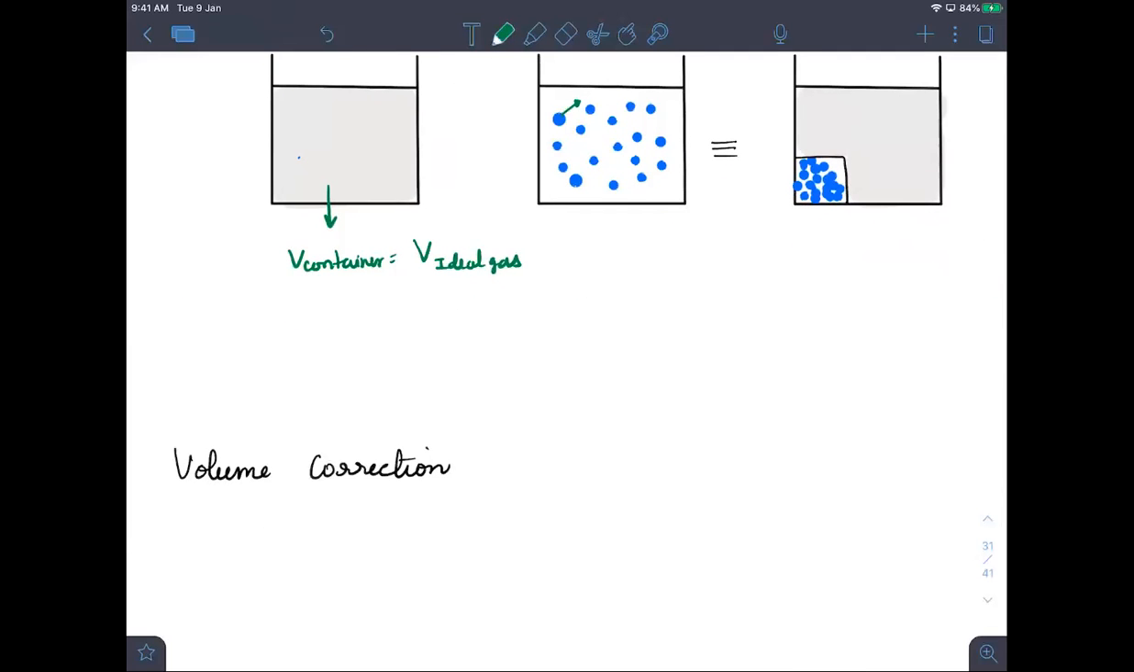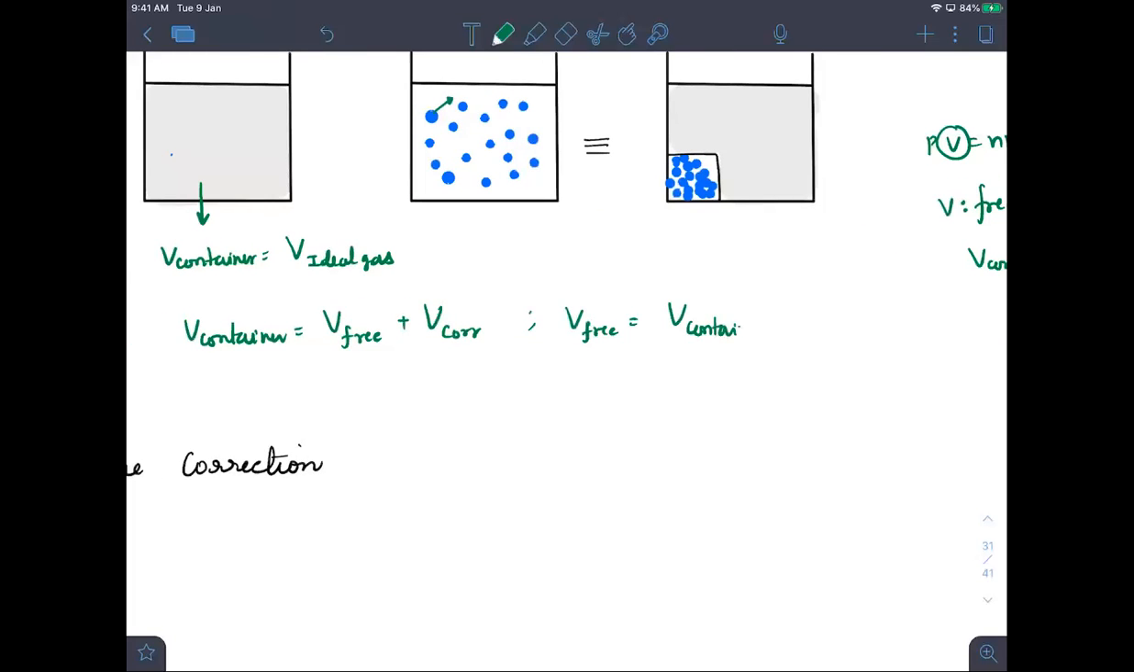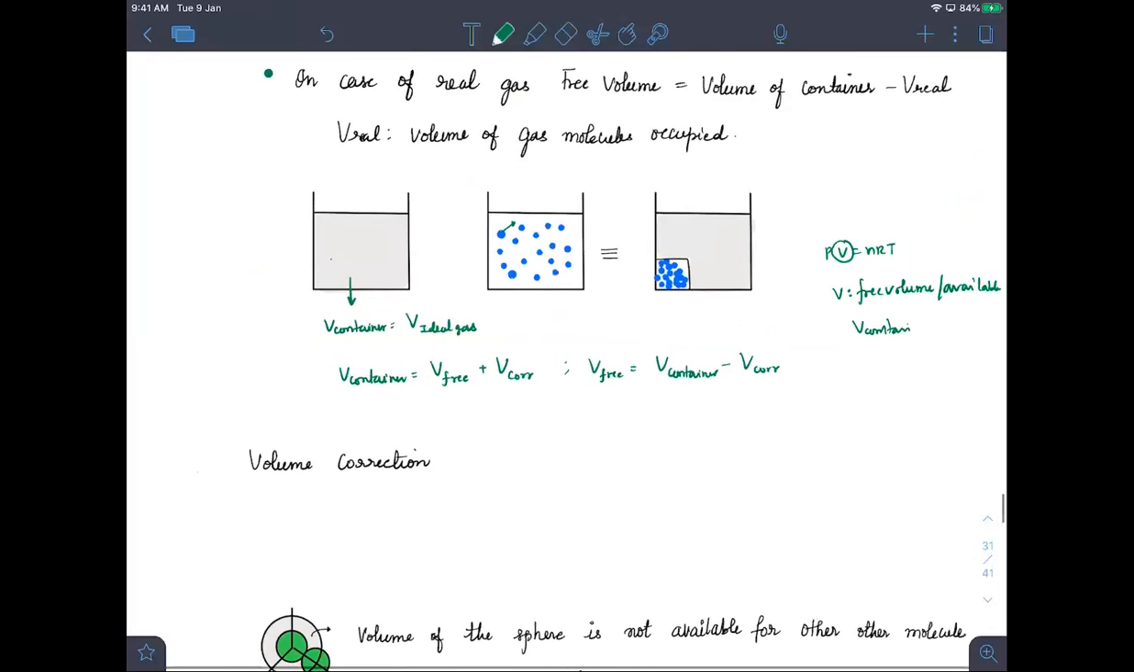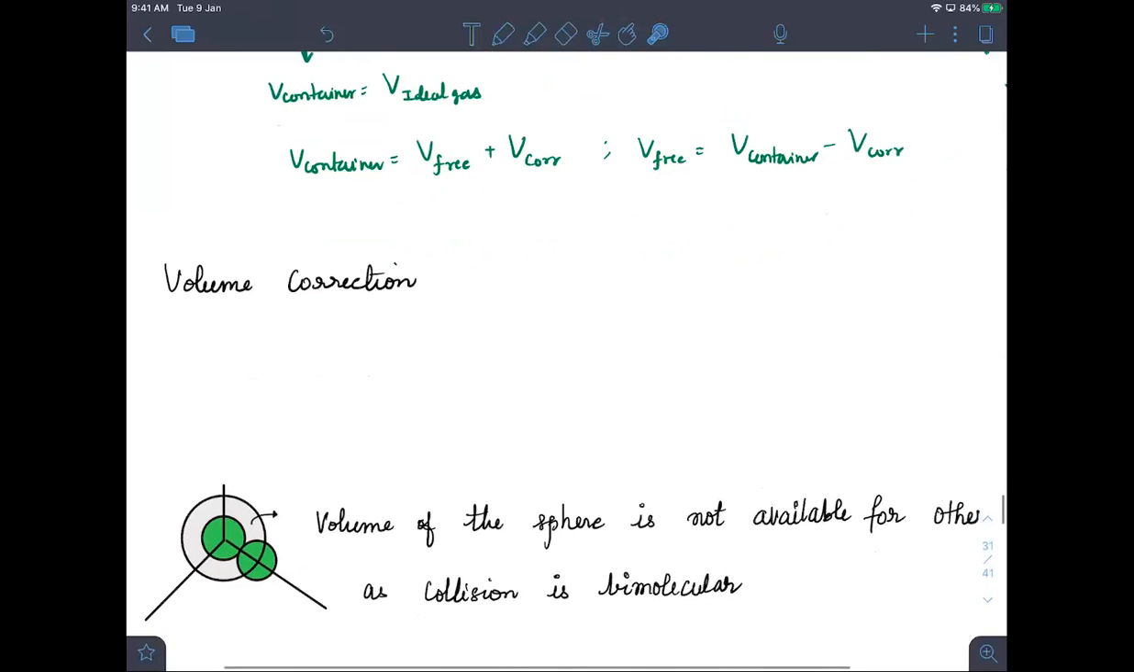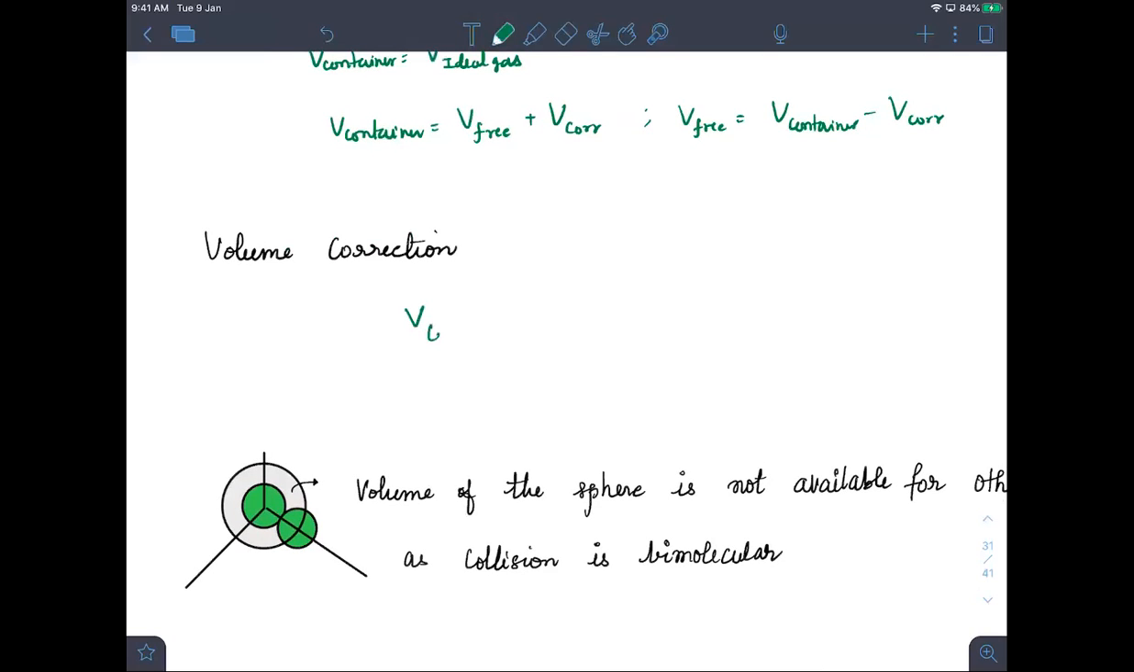So now the volume of the container would be equal to this volume of gas which is covering, plus this extra volume which we call the correction. So now the free volume would be container volume minus the correction factor. Now this volume correction depends upon what factors? It simply depends upon how many moles we have. The more the moles of the gas, the more would be the volume. So the correction factor is directly proportional to the number of moles, or I can say the correction factor will be equal to number of moles into some constant B.